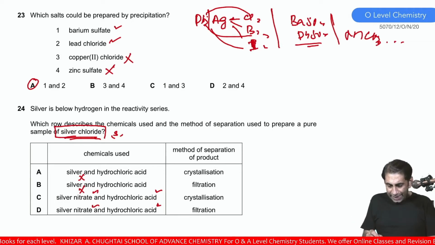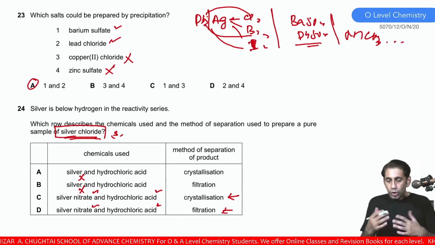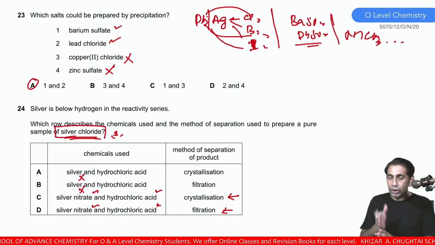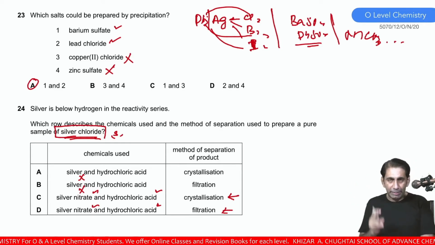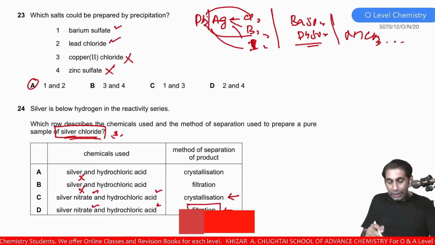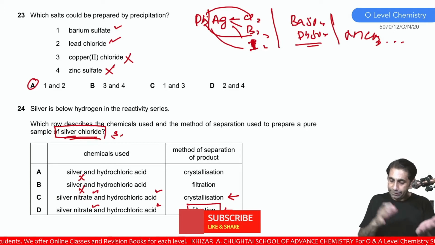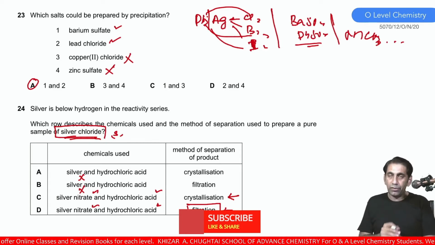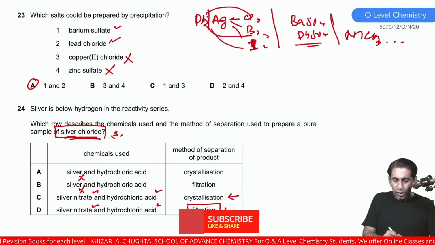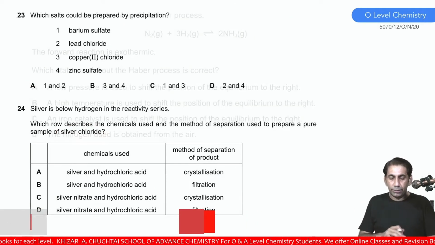Now come toward the second column. Here is the crystallization and here is the filtration. So if you are going to prepare an insoluble salt, then the separation method is filtration. Filtration is the only method by which we can separate the insoluble salt from the soluble liquid or mixture, and so on. So D is the correct option.